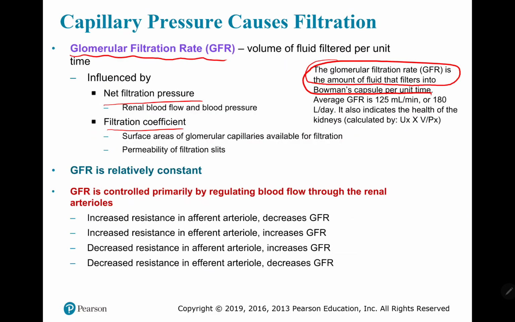Also, bring to your attention, remember, that glomerular filtration rate is an average of around 125 mils per minute that we're going to be able to filter, or 180 liters per day. It's really important to understand that this glomerular filtration rate will indicate the health of your kidneys, though. How effective are your kidneys at doing their job of filtration? That's going to indicate their health, right? And we can indicate that by the glomerular filtration rate.